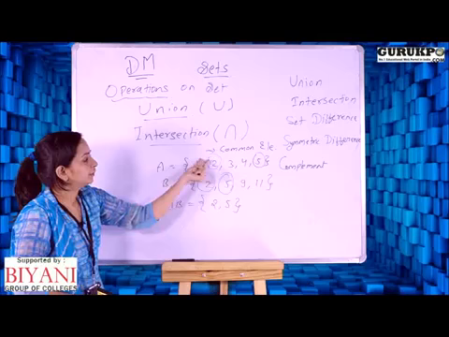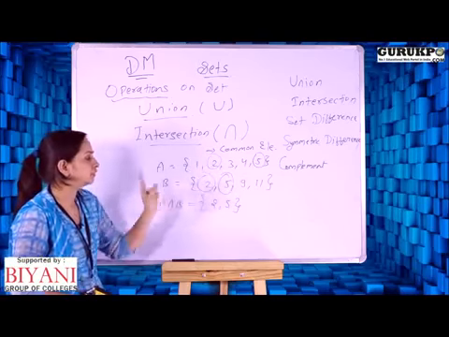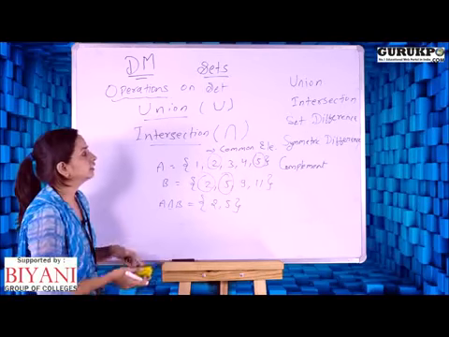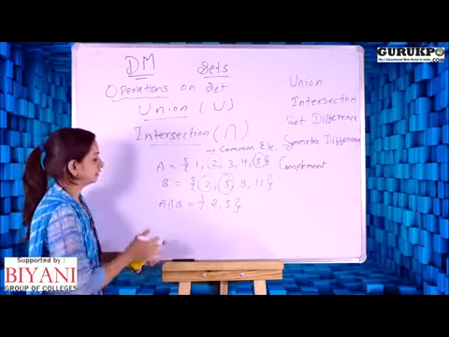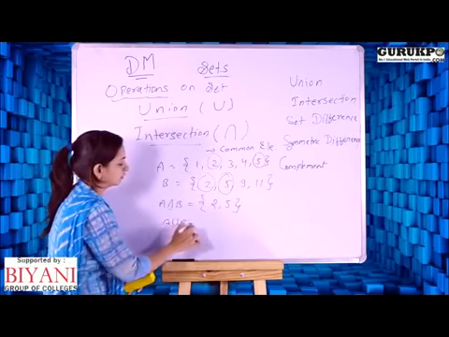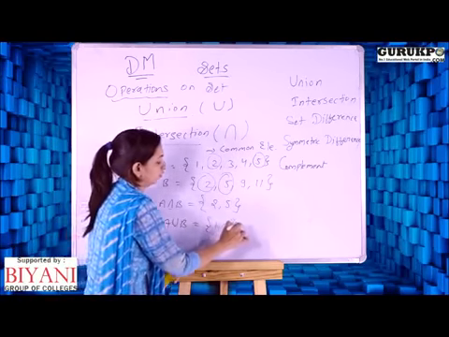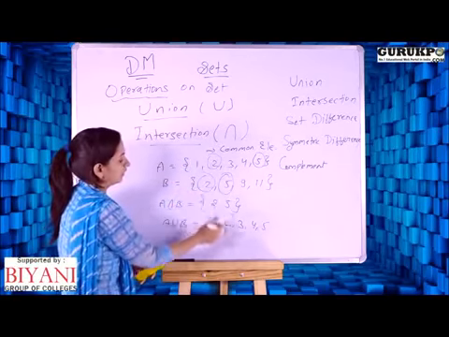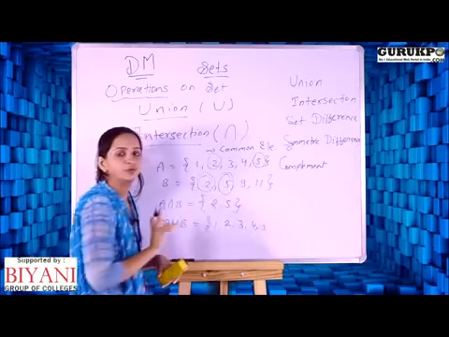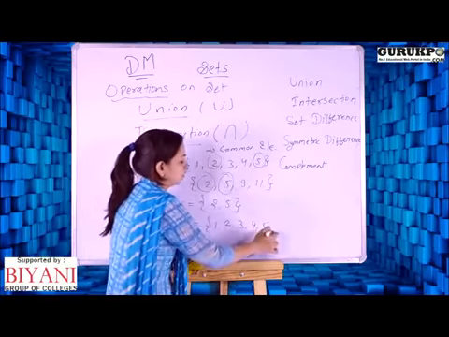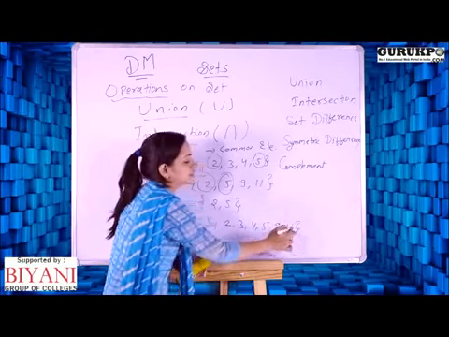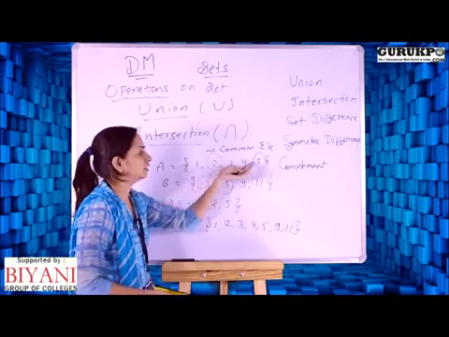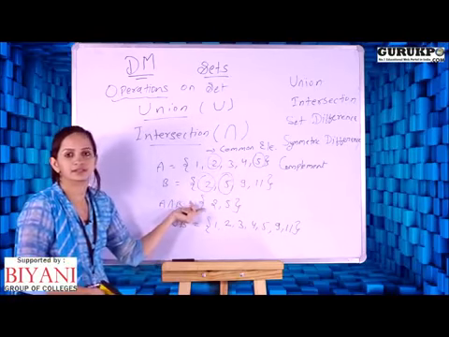For union, we append all the elements of set A and set B. For intersection, we find only the common elements of both sets. So this is union and this is intersection. If I find the union of these two sets, I get 1, 2, 3, 4, 5, and 2 and 5 I have already listed, so I am not going to repeat them. Then I write 9 and 11. So this is the set A union B, and this is the set A intersection B. That means the common elements of both sets are listed in the intersection set.